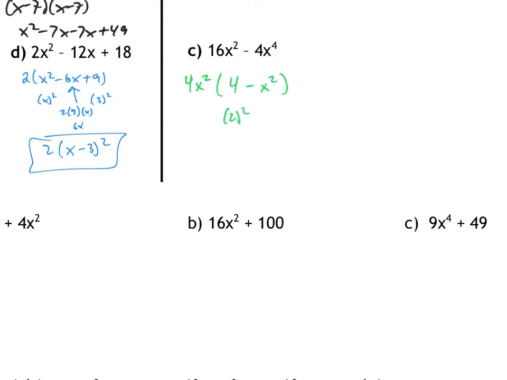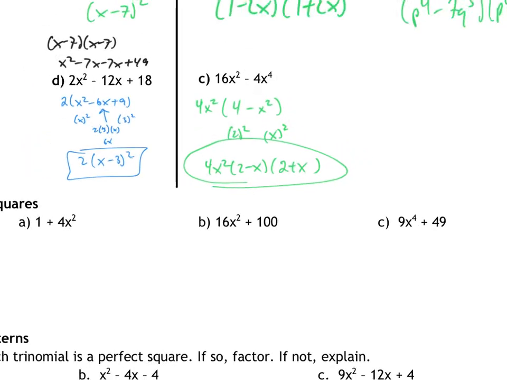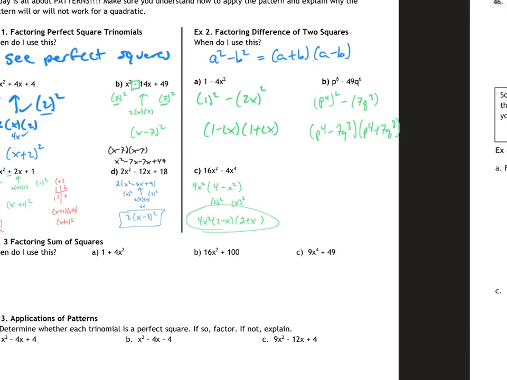Now 4 is 2 squared. X squared is x squared. So I got a 2 minus x, 2 plus x. Doesn't matter what order. Bring down your GCF. And you have it completely factored. I messed up there. It's not 2x minus. It's just 2 plus x. I'm going to rewrite that for you. And you are good to go. So that is your difference of squares. Know your formula, you're up there.